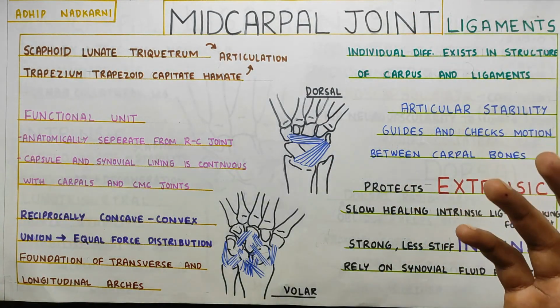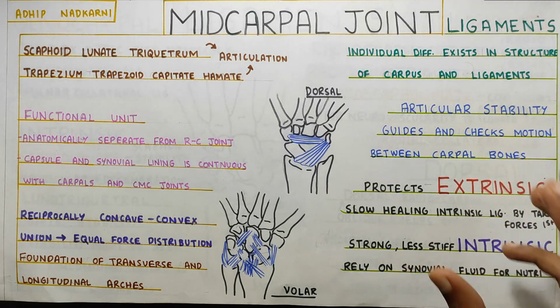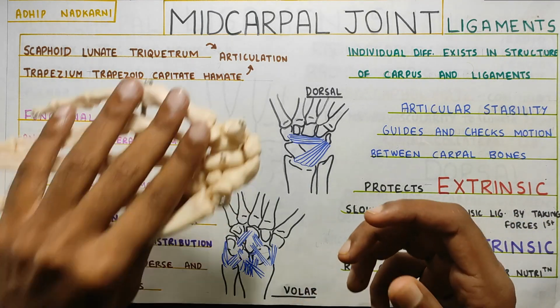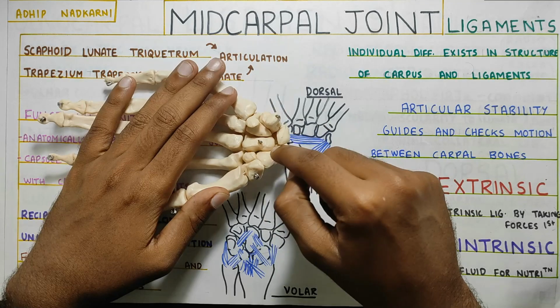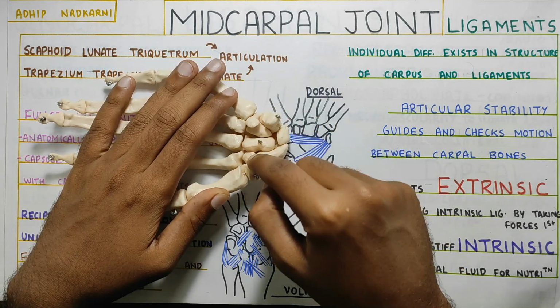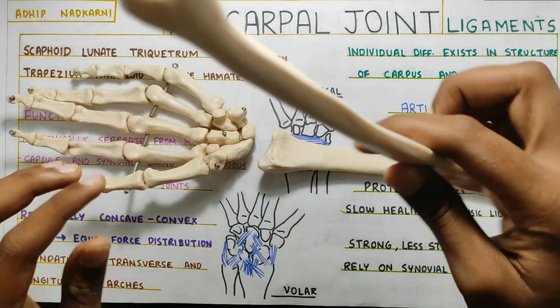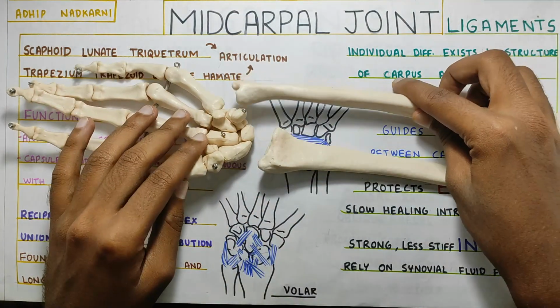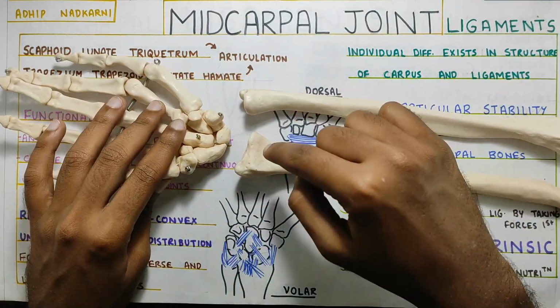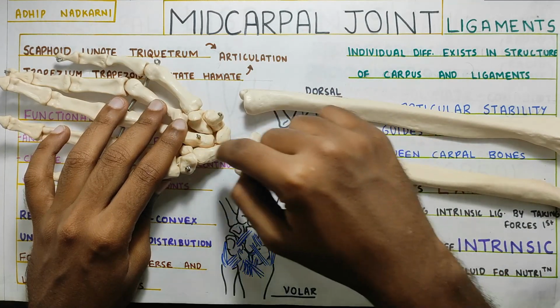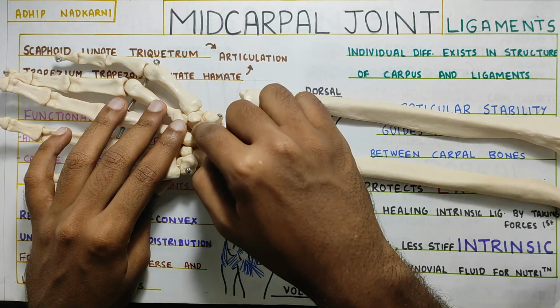So let's go ahead. Coming to the extrinsic versus intrinsic ligaments, intrinsic ligaments will be the ligaments that connect your carpal bones within each other. Whereas extrinsic will come into play when there are the other bones, right? The radius and ulna, when the ligaments are coming from the radius, from outside, and then attaching to the bones.